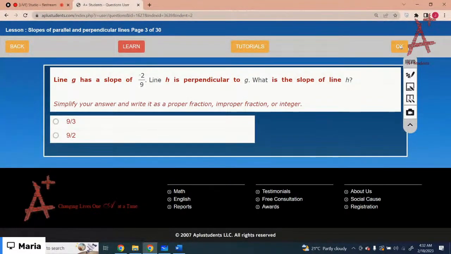Line G has a slope of negative 2 over 9. Line H is perpendicular. Parallel lines have the same slope. Got it? So that's why the slope of the line is negative 3 over 5.